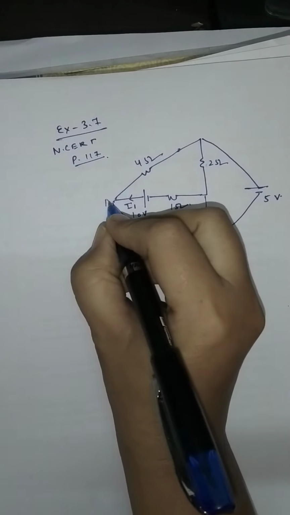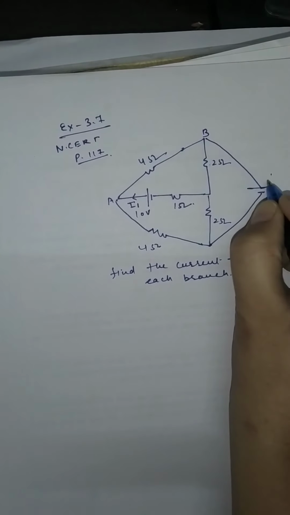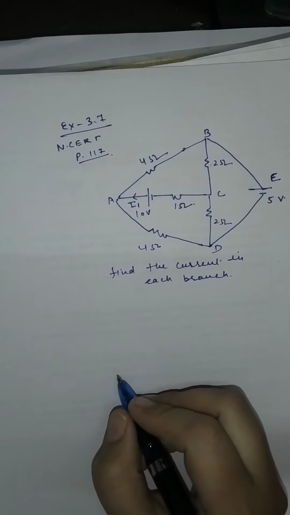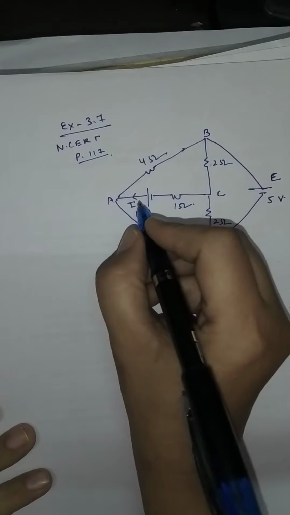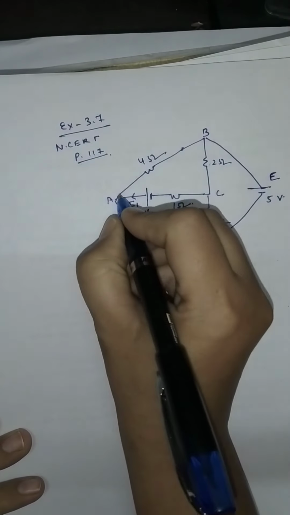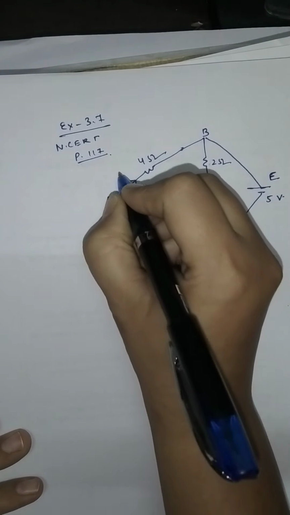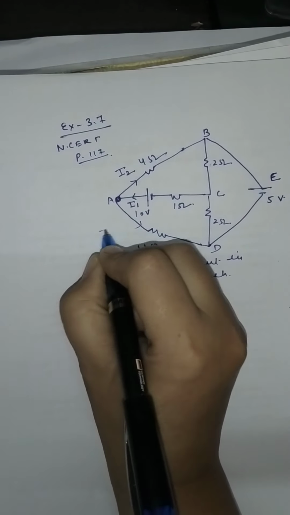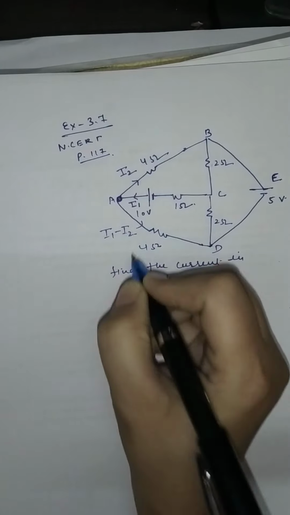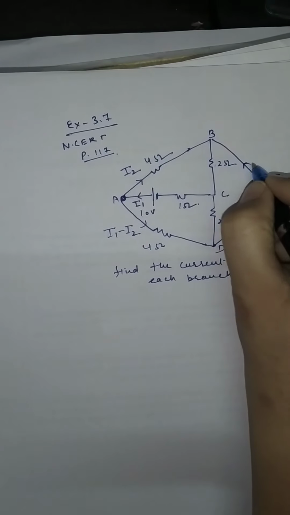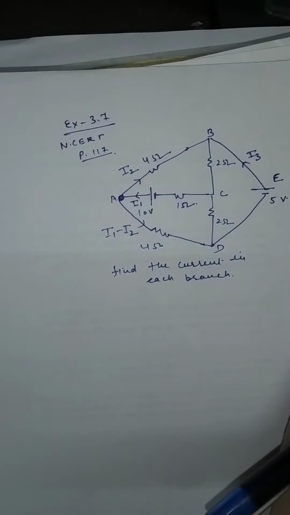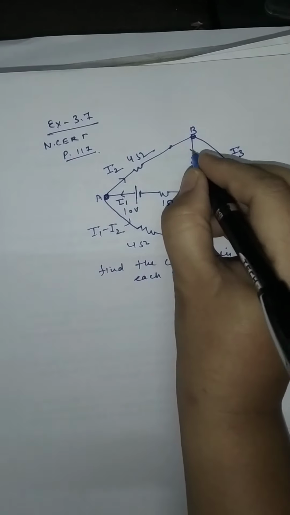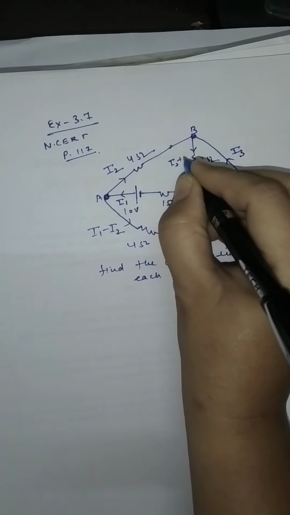Now you can mark this point as A, B, C, D, and this is E, right? Now from first cell I1 is the current entering. At point A it gets divided, I2 be the current flowing through this 4 ohm, and the remaining I1 minus I2 flows through this branch. Now from this cell, let us suppose I3 be the current flowing, and at this point B, now the two currents are entering, I2 and I3. So here it becomes I2 plus I3.